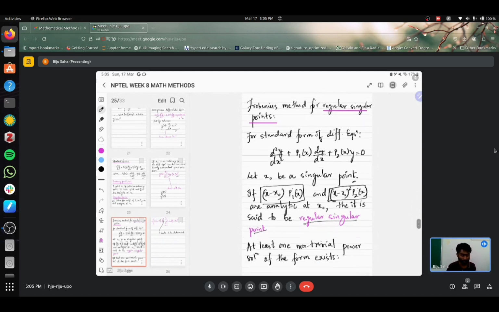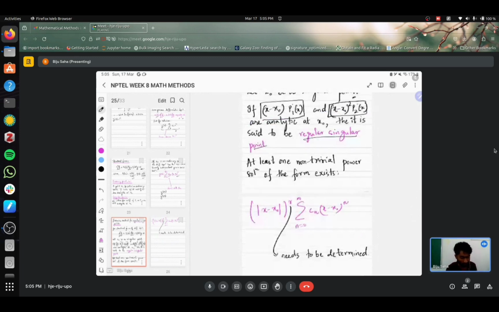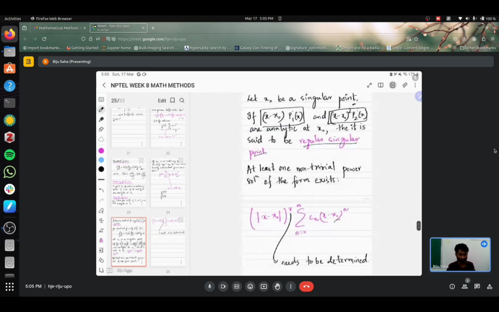So then we can conclude that at least one trivial power solution of this form exists. So basically the difference here is that there is that (x minus x0) to the power r. The value of r needs to be determined by solving a basic equation which is known as the indicial equation. Once we solve the indicial equation, we get the value of r.